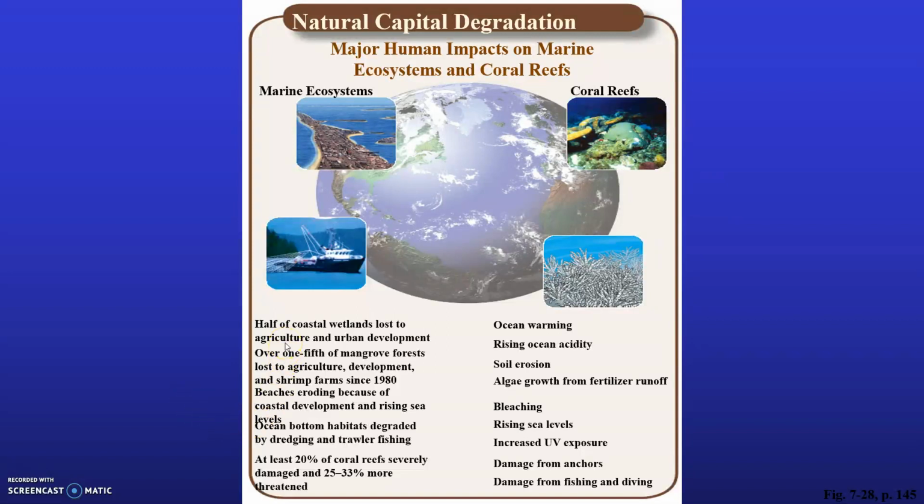Half of the coastal wetlands are lost to agriculture and urban development on the land that's adjacent to our coastlines and our marine environment. Over 1/5 of the mangrove forests have been lost to agriculture and development and shrimp farms since 1980. We also have issues with beaches eroding because of coastal development and rising sea levels.